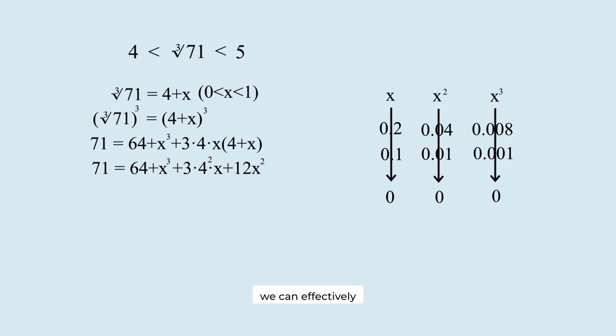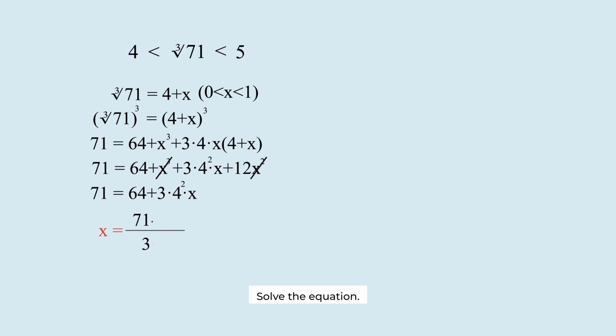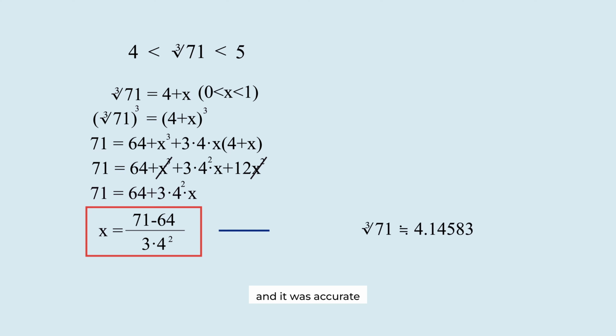In this case, we can effectively treat x squared and x cubed as 0. So, we can simplify the equation by removing x squared and x cubed. This turns it into a linear equation. Solve the equation. X is this. The numerator is 71 minus 64. The denominator is 4 squared multiplied by 3. This is the same method introduced earlier, and it was accurate to the second decimal place.